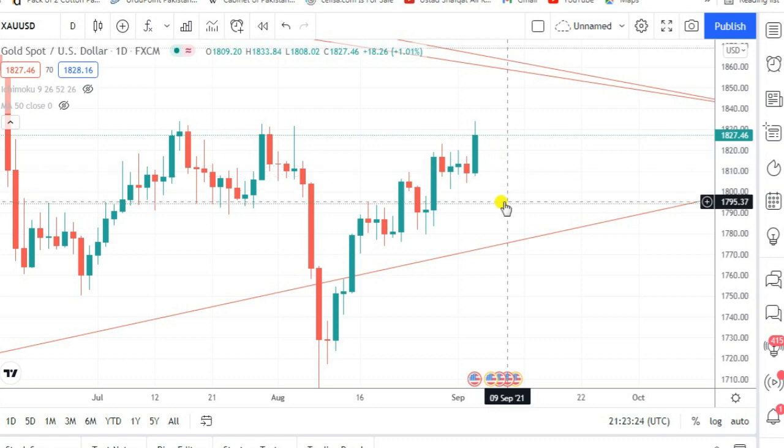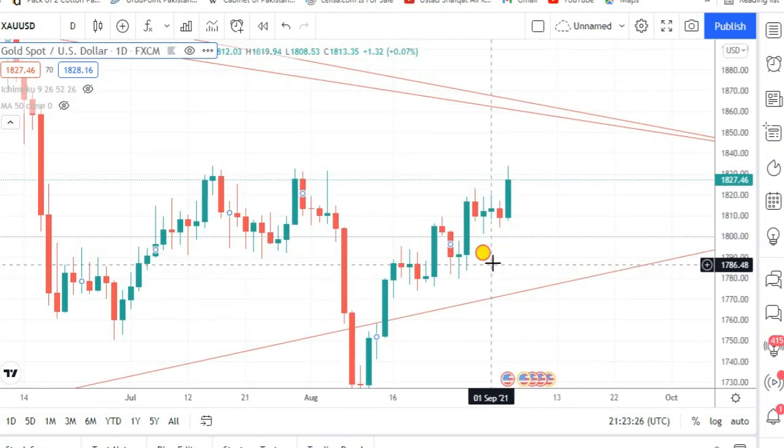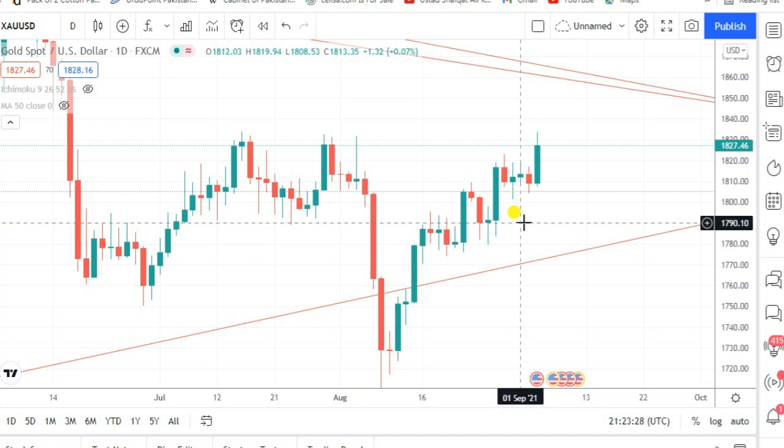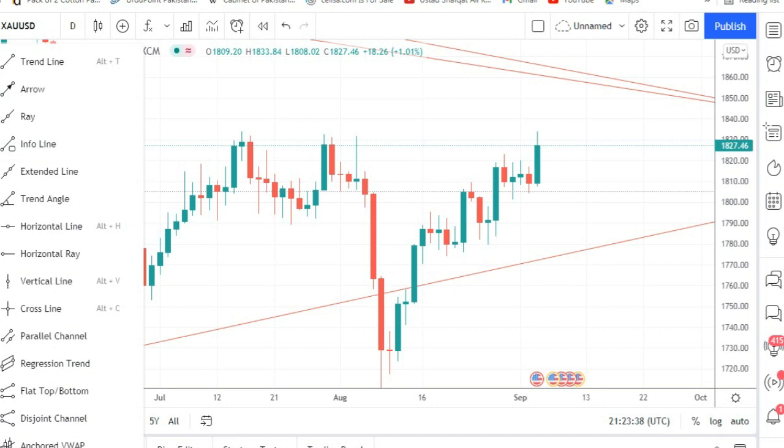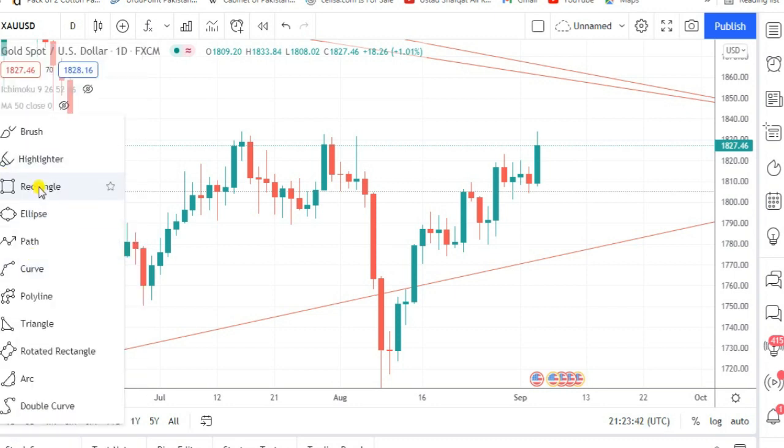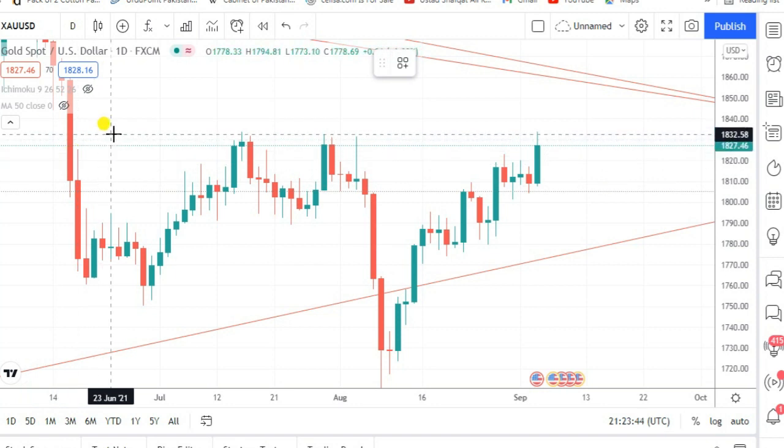If you look at the daily time frame, I will show you some areas where you have to look for buy trades, and some areas where you have to look for sell trades. Firstly, we have an area of, I'm going to draw some parallels here, some areas I'm mentioning.